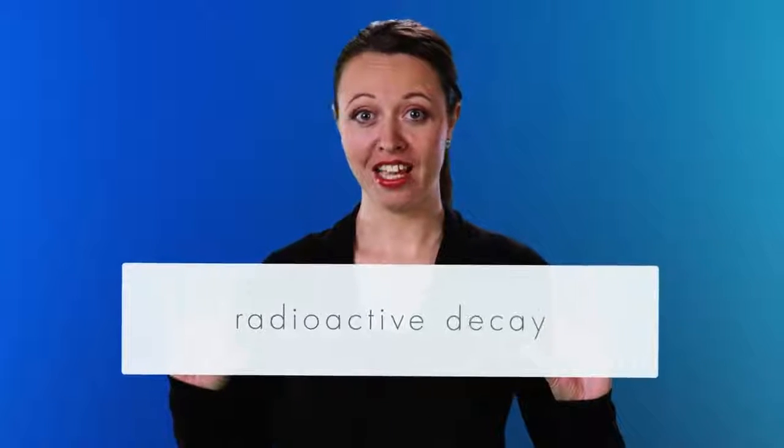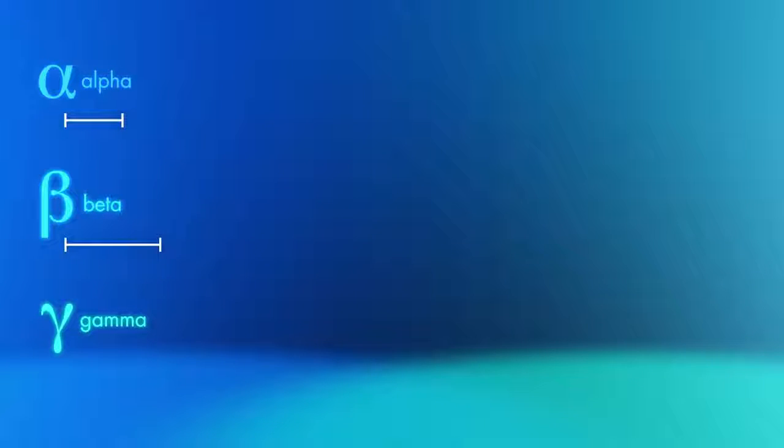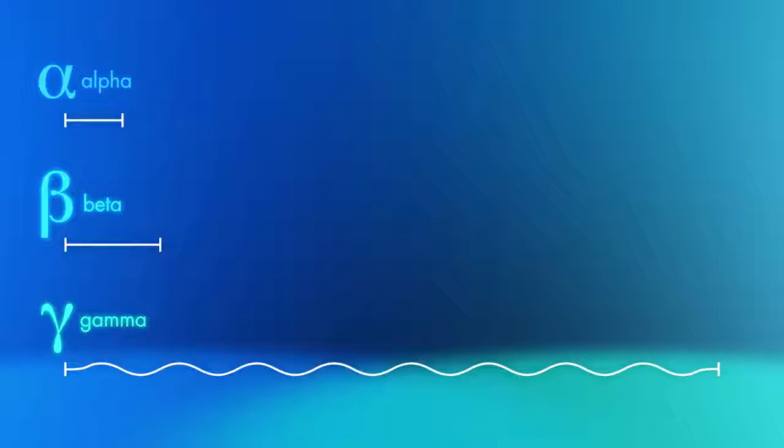Radioactive atoms want to become stable again, so they release energy until they get back to a balanced state. This process is known as radioactive decay, and there are 3 main types: alpha, beta, and gamma. Alpha particles are heavy and travel small distances. Beta particles are lighter and travel further. And gamma radiation is actually a wave, and it travels the farthest of all.